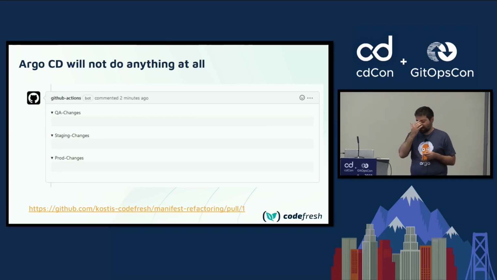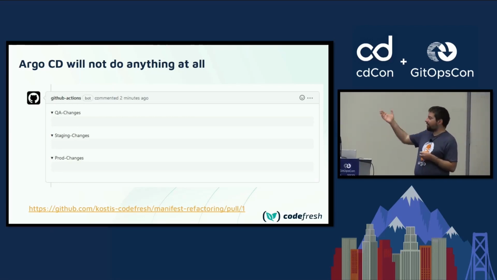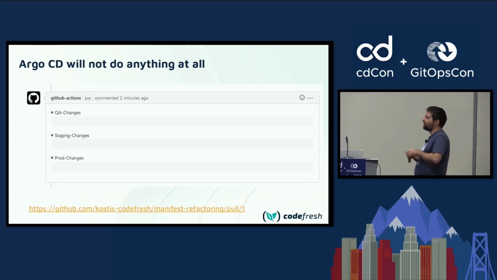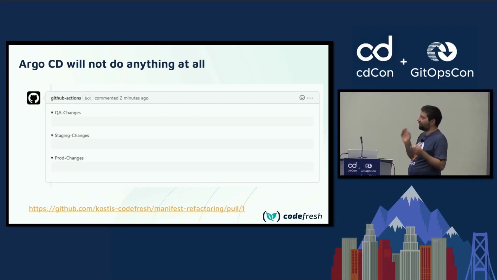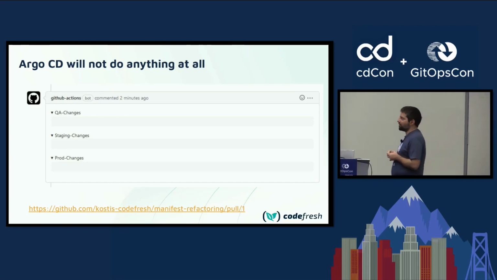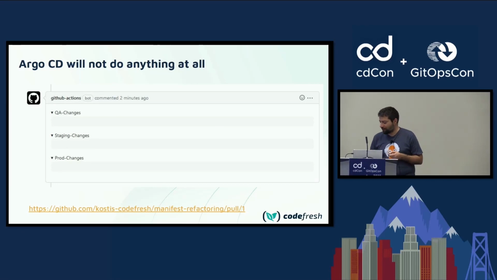Now, many people ask, how do I get this diff? I have a URL at the bottom, and there is an example with GitHub Actions, but you can do the exact same thing with Circle CI, Codefresh, Jenkins, whatever CI system you use. It's not that complex.